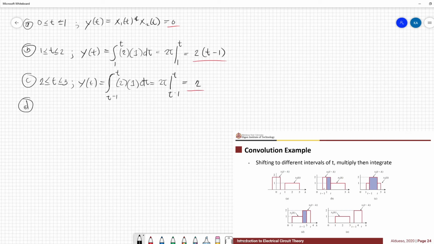Third interval, we have from 3 to 4. So the two signals overlap between t minus 1 and 3. So we have integral from t minus 1 up to 3. We have the value of first function, second function, 2 d tau, equal to 2 tau evaluated from t minus 1 up to 3, equal to 8 minus 2t.